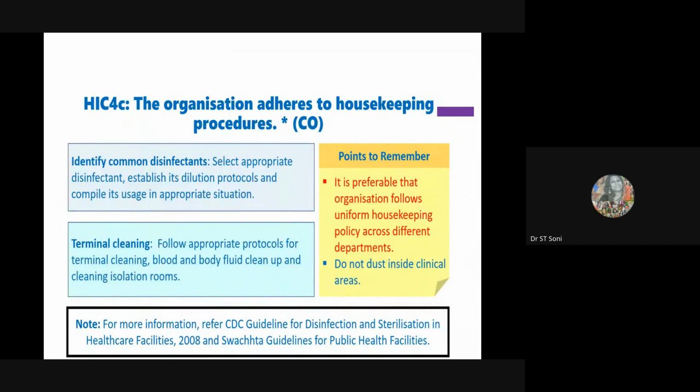So common disinfectants and their dilution protocols we need to lay down. We need to train each and every staff, those housekeeping staff, how to do that. Even a single mopping, we need to train that it has to be in a figure of eight, inside out, not outside in. So these are very small techniques, but these are very, very important. How to clean blood and body fluid spills, terminal cleaning when the patient dies or is discharged. So all these protocols should be laid down.